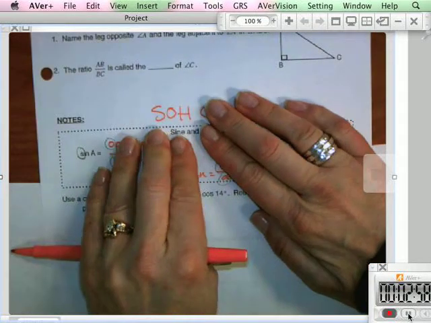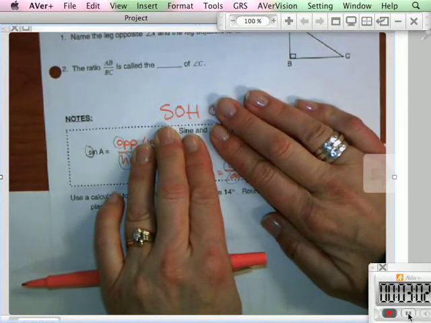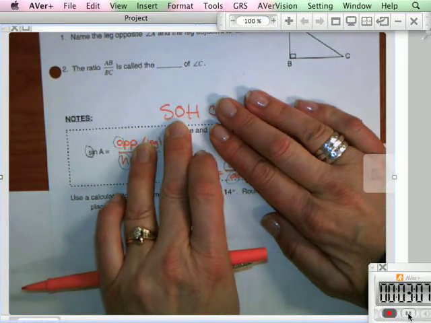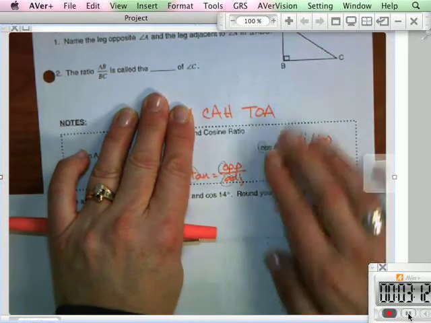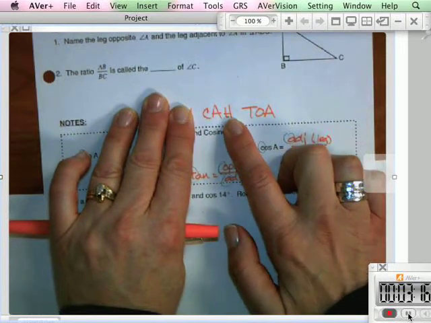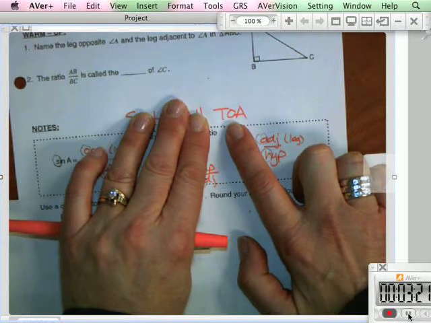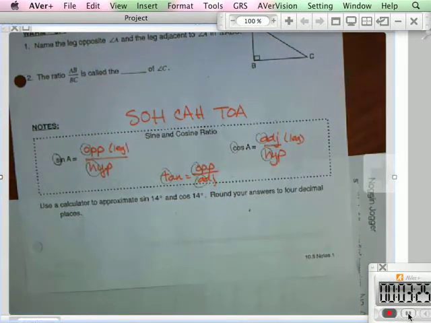So, let's look at this first part here. What does the S stand for? I know you're just learning this, but what does the S stand for? Sine equals the O, which is what? Opposite over hypotenuse. What does the C stand for? Cosine equals the what? Adjacent over hypotenuse. And then tangent equals the what? Say it again. So, ka, toa. Easy to remember, okay? Used with right angles.